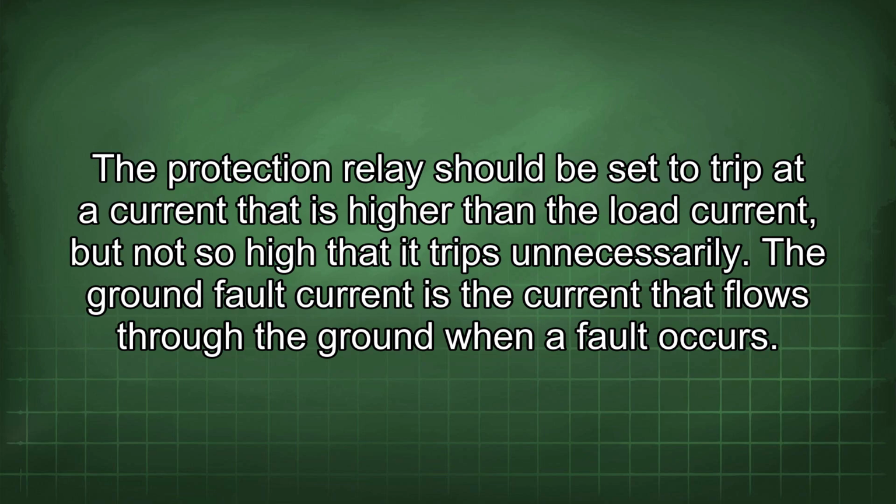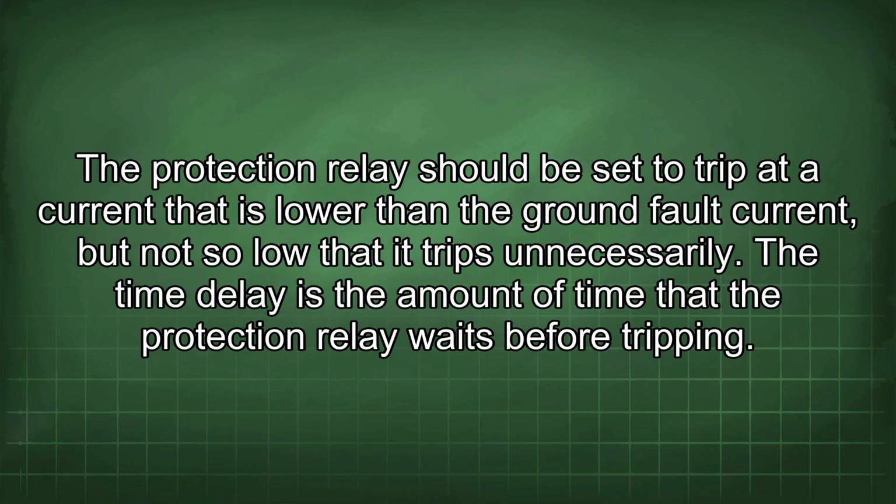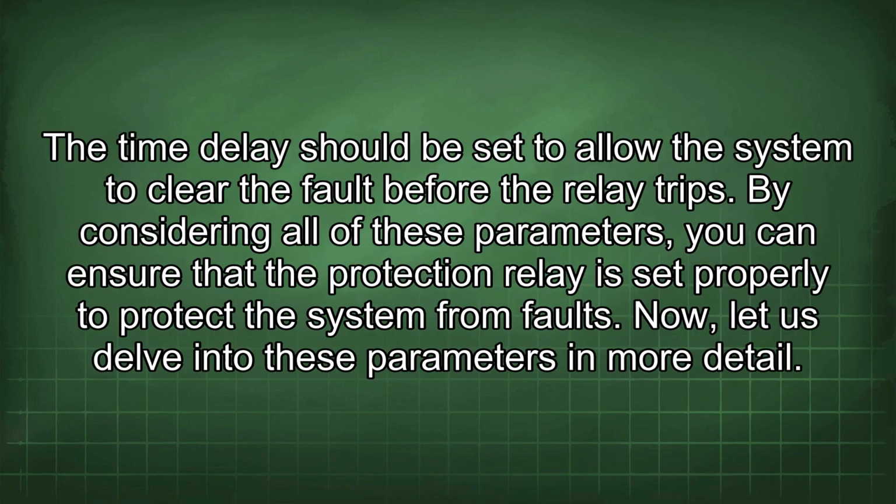The ground fault current is the current that flows through the ground when a fault occurs. The protection relay should be set to trip at a current that is lower than the ground fault current, but not so low that it trips unnecessarily. The time delay is the amount of time that the protection relay waits before tripping. The time delay should be set to allow the system to clear the fault before the relay trips. By considering all of these parameters, you can ensure that the protection relay is set properly to protect the system from faults. Now let us delve into these parameters in more detail.